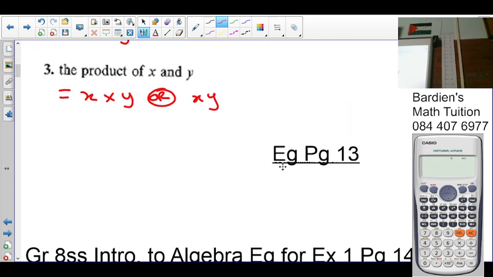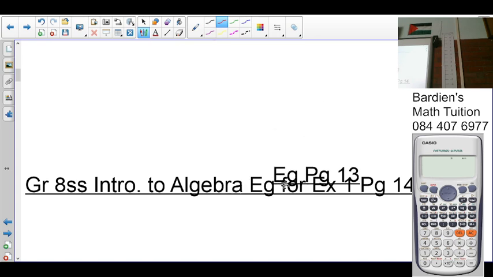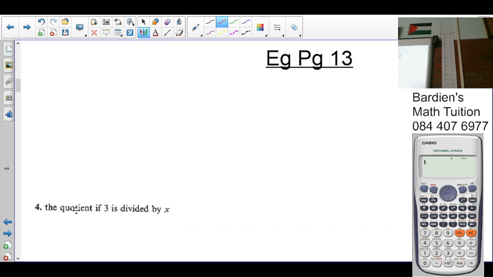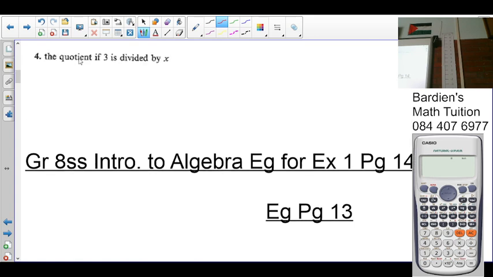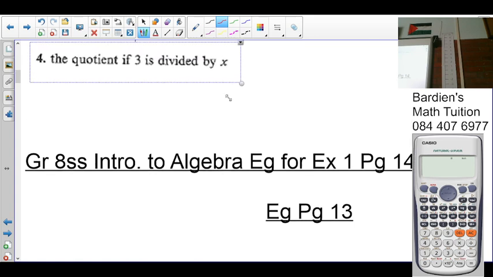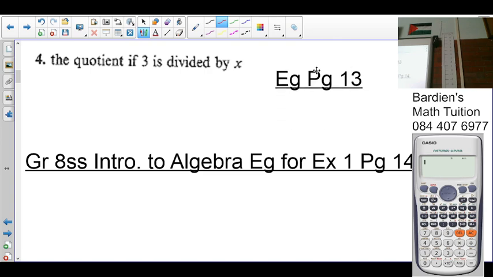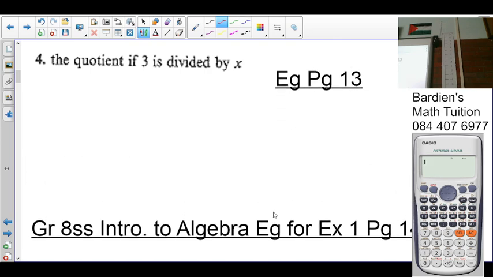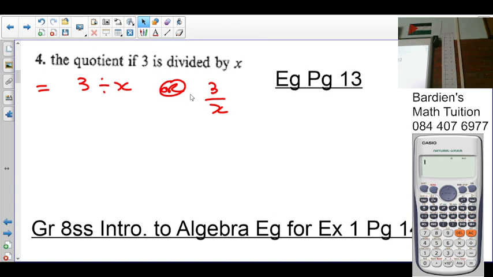Let's look at the next one. Number 4. The quotient if 3 is divided by x. What would that be? 3 divided by x, or 3 over x. It's the same thing. You all agree with that? Any confusion here? No. You must let me know when you're confused.